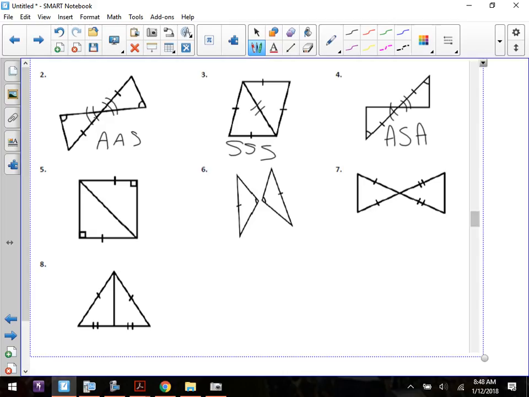What do you have to mark on 5? Another reflexive property. Now, what is this? Yeah, that one's an example of hypotenuse leg. The reason it's hypotenuse leg is because you've got a right angle, and a crossing right angle is always the hypotenuse.